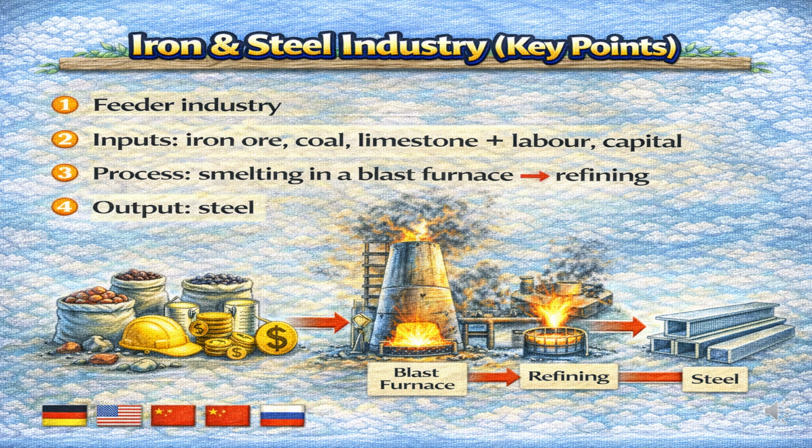Inputs: iron ore, coal, limestone, labor, and capital. Process: smelting in a blast furnace and then refining. Output, steel. So raw materials go in, processing happens, and steel comes out.